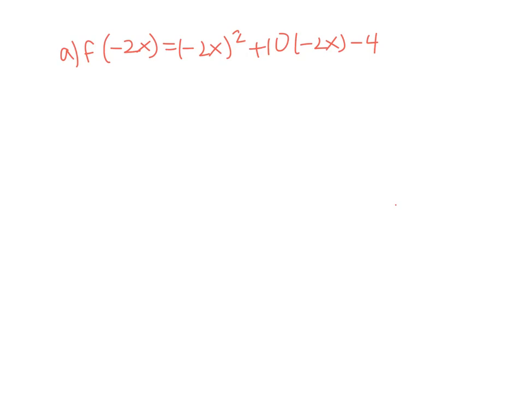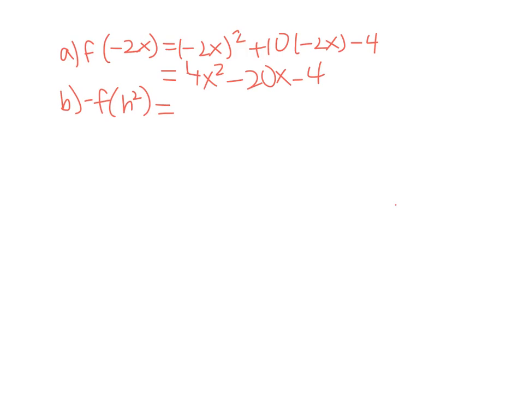So for question A, I have a feeling if you missed this, it was probably just minor math mistakes for the most part. You're basically just substituting in negative 2x for x. So make sure that you square the negative 2. That's going to give you 4x squared minus 20x minus 4.